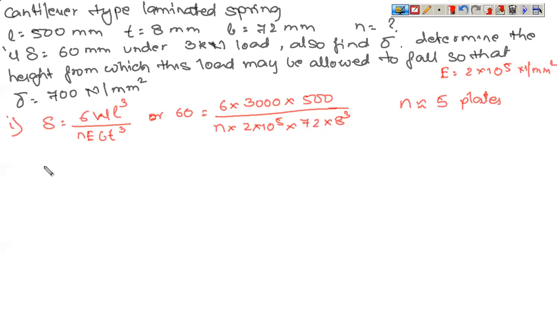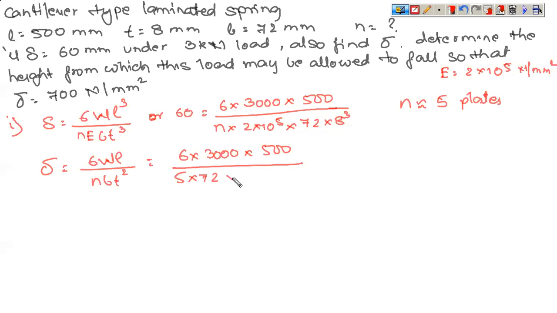So once you know this, calculate the value of sigma. Sigma is 6WL by NBT square. So you have 6 into 3000 into length is 500 divided by N is 5, B is 72, T is 8 square. So this you get as 390 Newton per mm square.